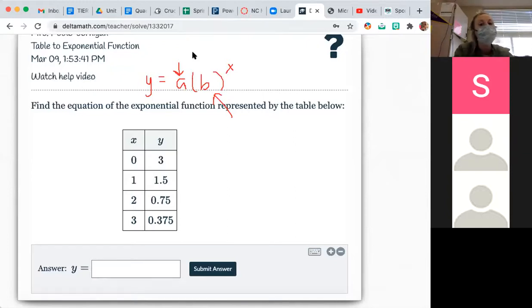What is the initial? If you look in the table, can somebody tell me what the initial value is? Good. How did you know it was 3? Very good. Because it's with the 0.